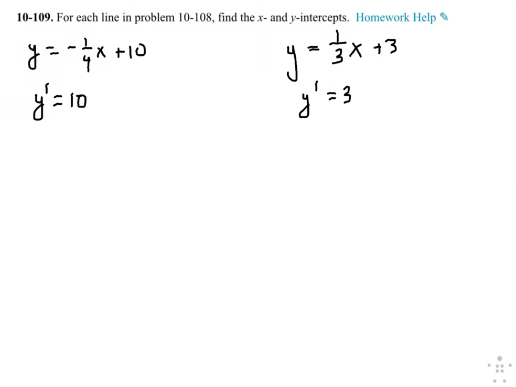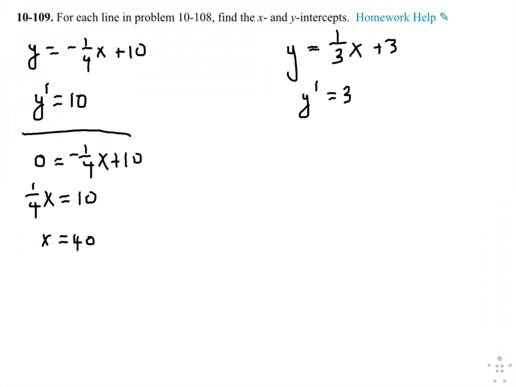Okay, now the x-intercept, slightly different. We have to put a 0 in for y, right? So we substitute 0 in and get 0 equals negative 1/4 x plus 10. We add 1/4 x to both sides. 1/4 x equals 10. And we multiply by 4. And we get x-intercept is 40, right? So the x-intercept is 40 and the y-intercept was 10.